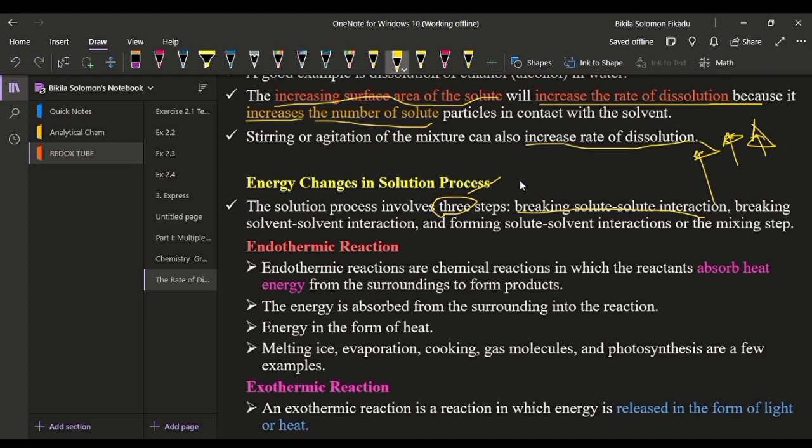Breaking of solute-solute interactions, the second one is breaking of solvent-solvent interactions, and the last one is forming solute-solvent interactions, or the mixing step.